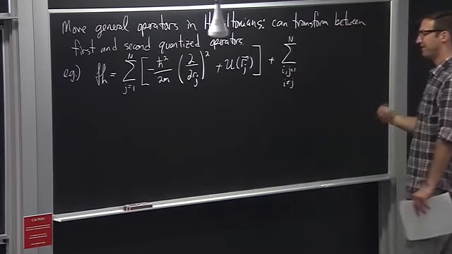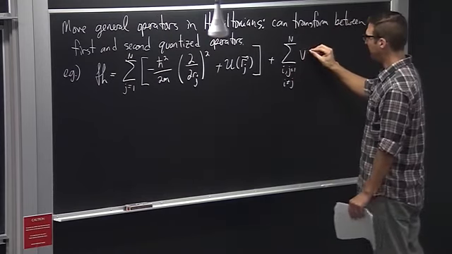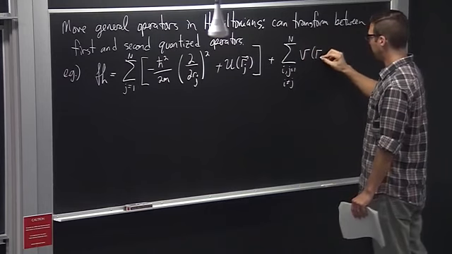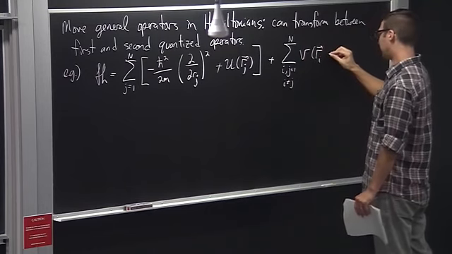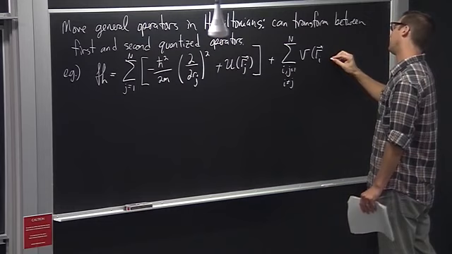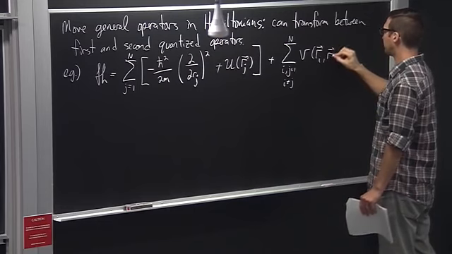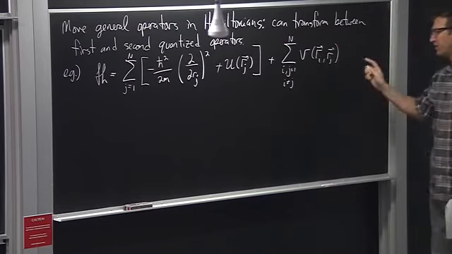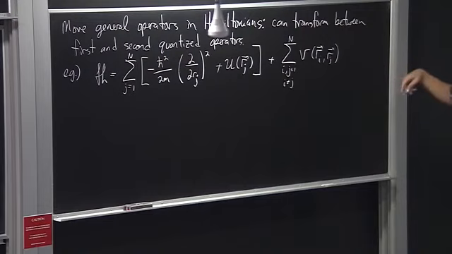The term doesn't operate on itself, so that's U. You can usually write these as R_i minus R_j, but generally they're just functions of the two. You can have higher order operators, three-body operators, four-body operators, and so on.